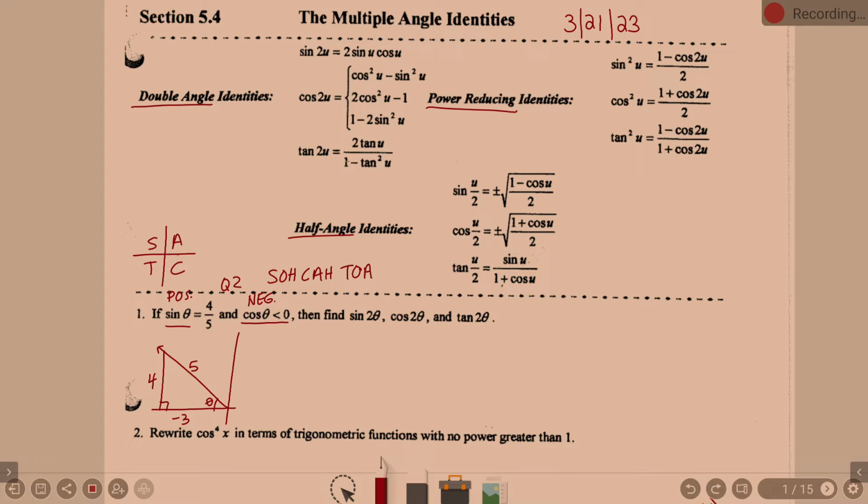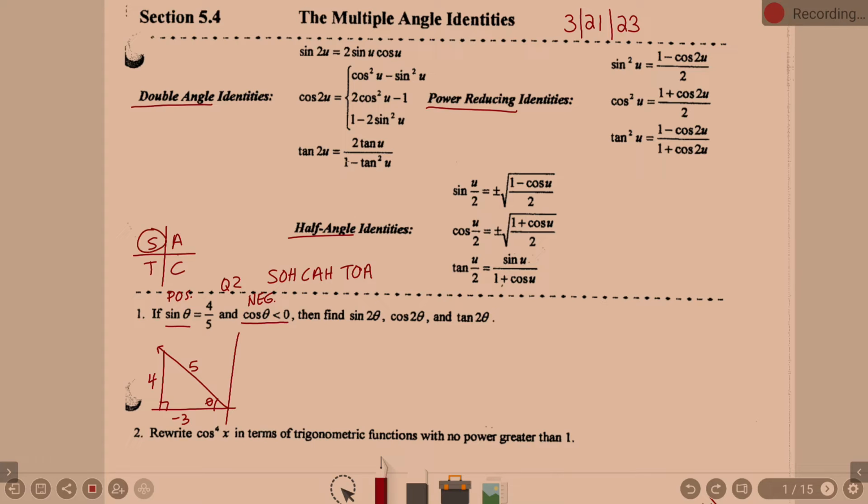Where did this magical 3 come from? Essentially the Pythagorean theorem. We never really talk about Pythagorean triples, but 3, 4, 5 is a known, common right triangle. There are lots of Pythagorean triples, sets of 3 numbers that fit the Pythagorean theorem. Why did we mark it negative? Because we're in quadrant 2, and in quadrant 2 that x value is going to be negative because you're going left.